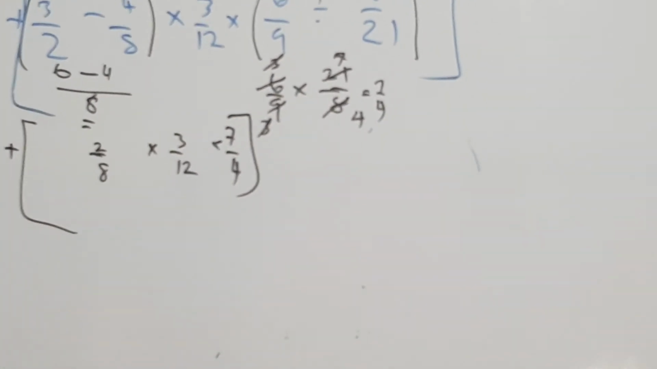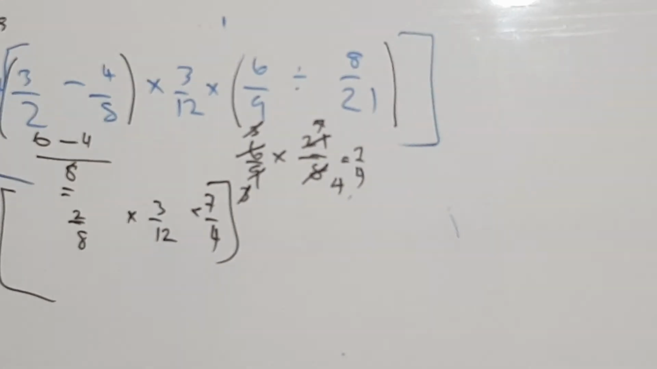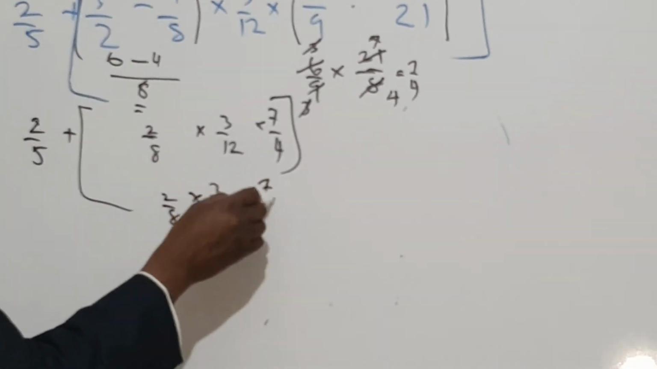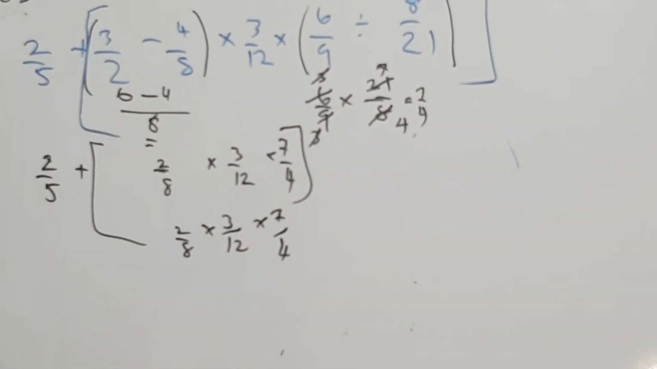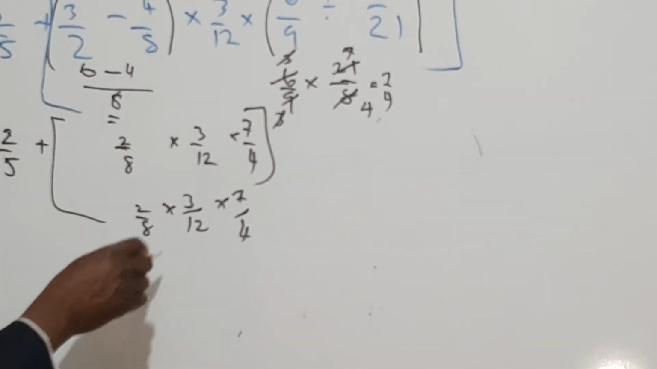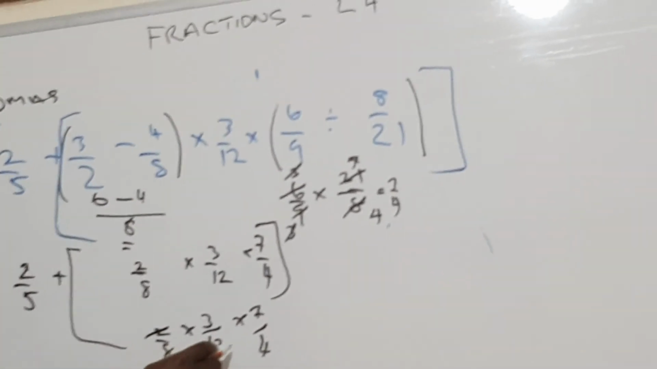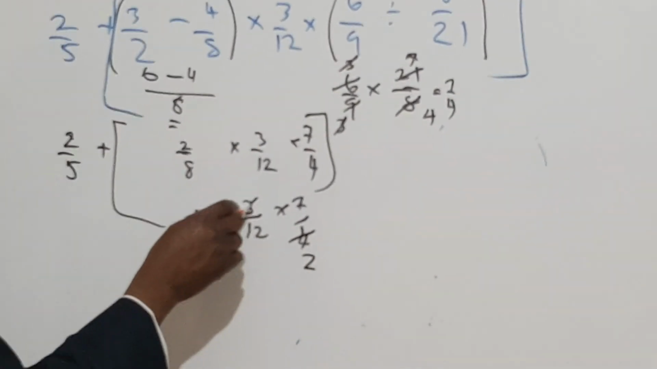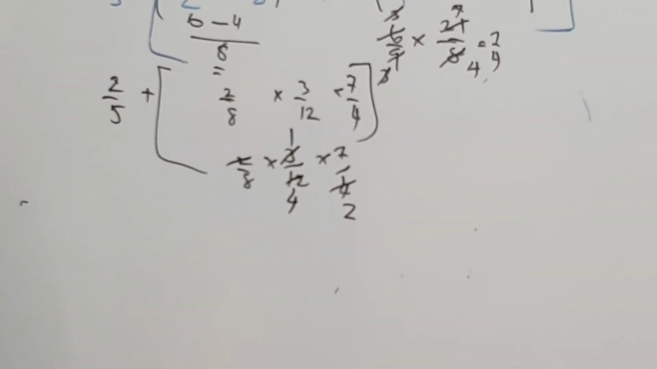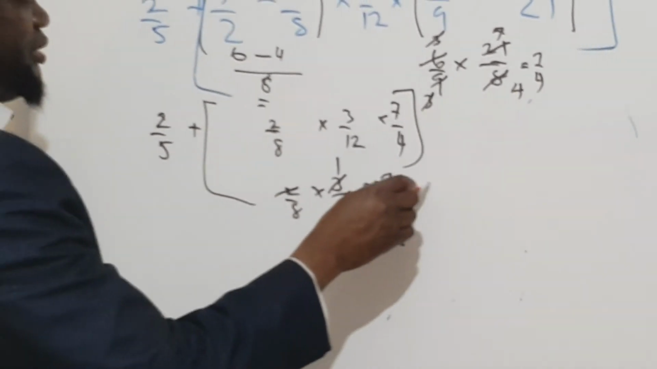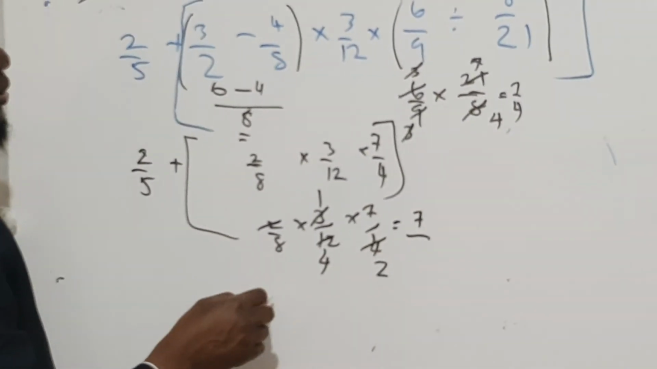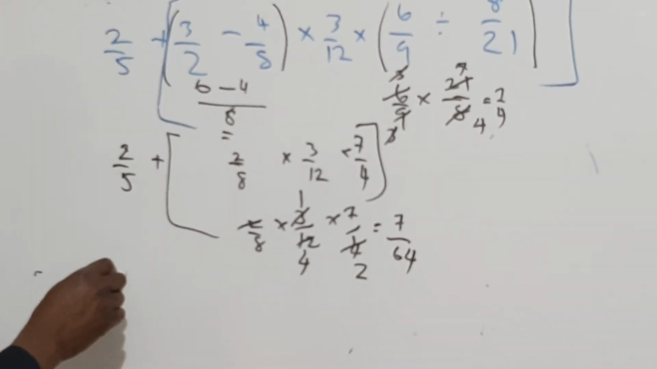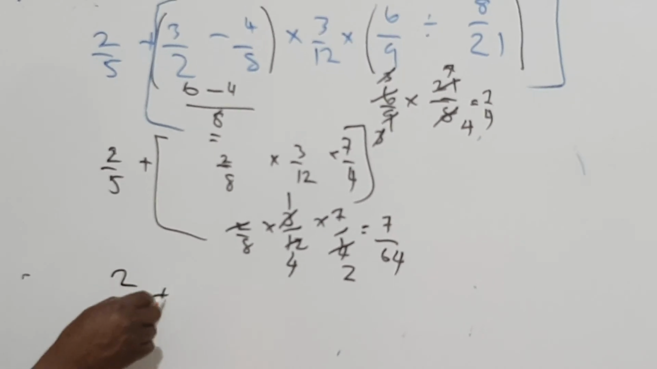Now we have to solve the multiplications first. So 2 over 8 times 3 over 12 times 7 over 4. What can cancel? 2 can go into 4. 3 can go into 12. So that's what you are left with. Our left is 7 over what? 64. Yes, 2 times 4 times 8. So basically, your end result is this.